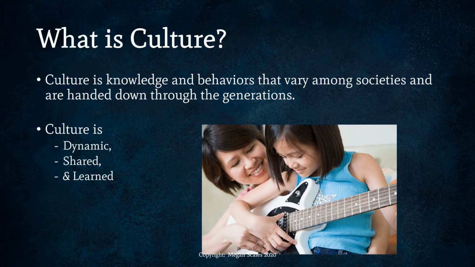So one definition of culture is that it is knowledge and behaviors that vary among societies and are handed down through the generations. So here I identify culture as the things we know and the things that we do. Another aspect that isn't on this slide is the relationships that we have. So for example, in this picture, this could be a mother and daughter. What is motherhood like? Or what are our social roles like?